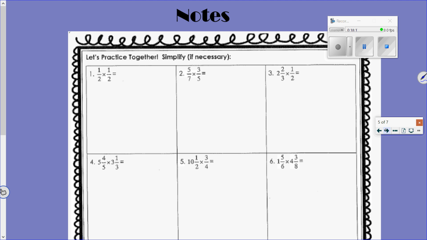Anyway, now that we've got that concept down, let's actually just do some practice, okay? So our first one, really simple. 1/2 times 1/2. So what am I going to do if I have two fractions? Top times top, bottom times bottom. So we just go 1 times 1 is 1, 2 times 2 is 4, bam, I'm done.